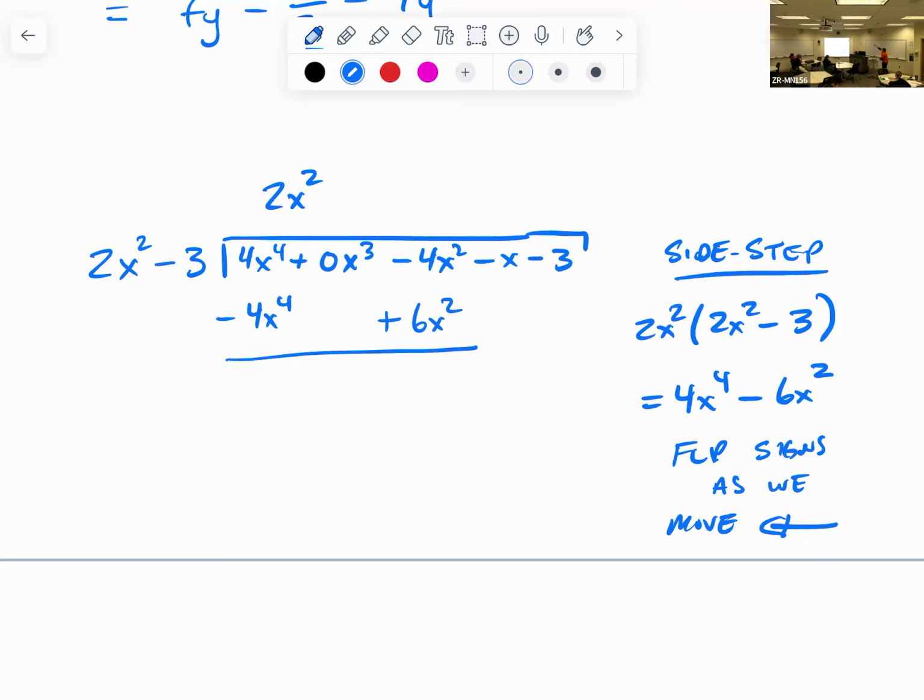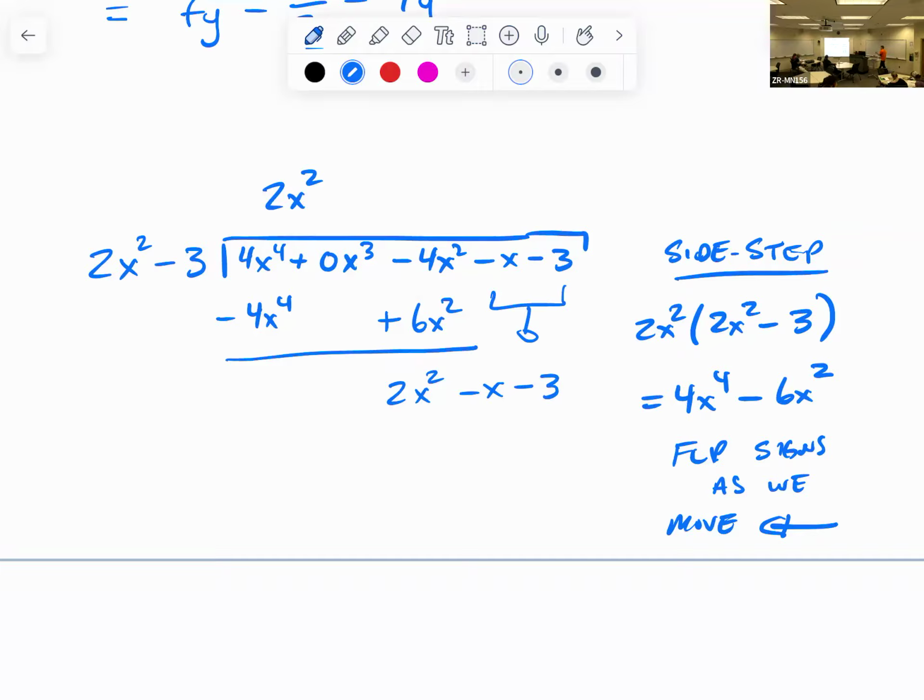Now, here's the good news. 4x to the fourth minus 4x to the fourth becomes 0. 0x cubed plus nothing becomes 0. So both those first two steps basically go away, and then I'm just left with 2x squared. Even though we added in the 0x cubed, we didn't use it. But again, better to have it and not need it than the other way. Then bring it all down, and then we can repeat.